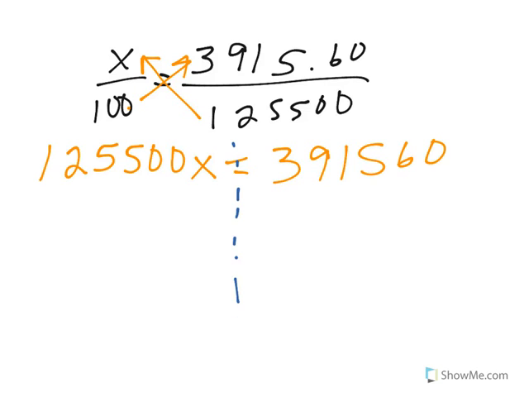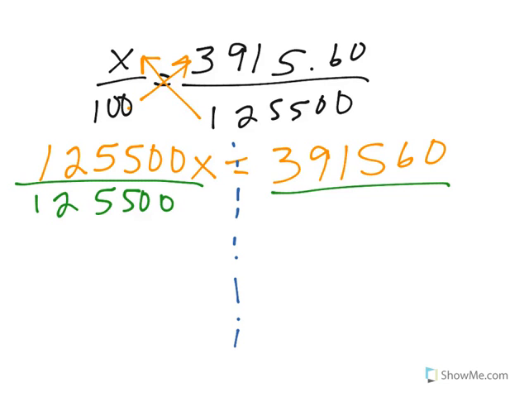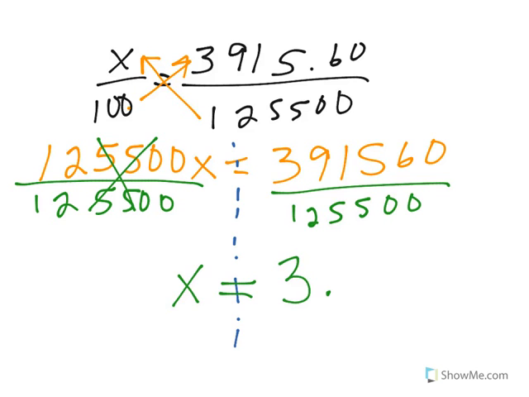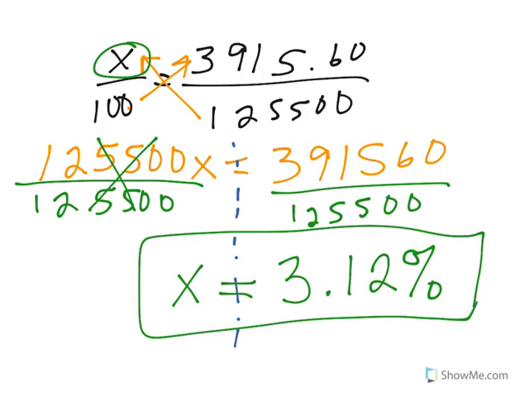Now, the equal sign splits this equation in two equal parts, and I divide both sides by the number in front of x. Because recall, when you divide by the number in front of x, 125,500 divided by 125,500 reduces down to 1. And I have 1x equals 3.12. And because we are finding what percent, that is a percent. So the tax rate in your neighborhood is 3.12%.